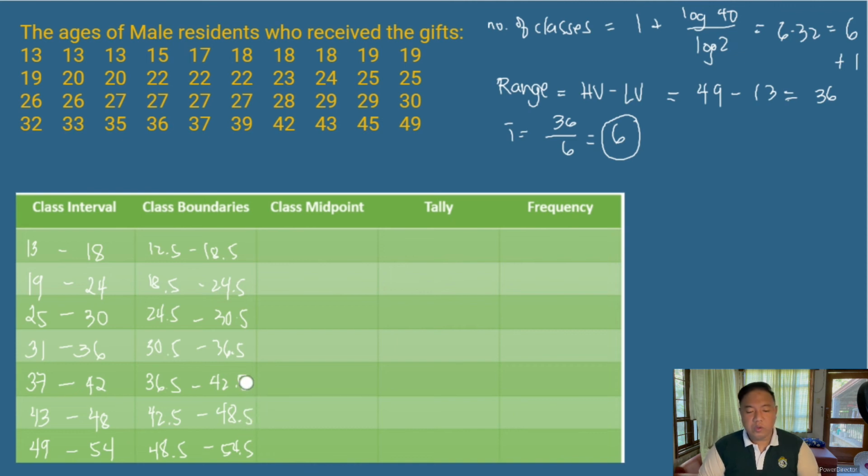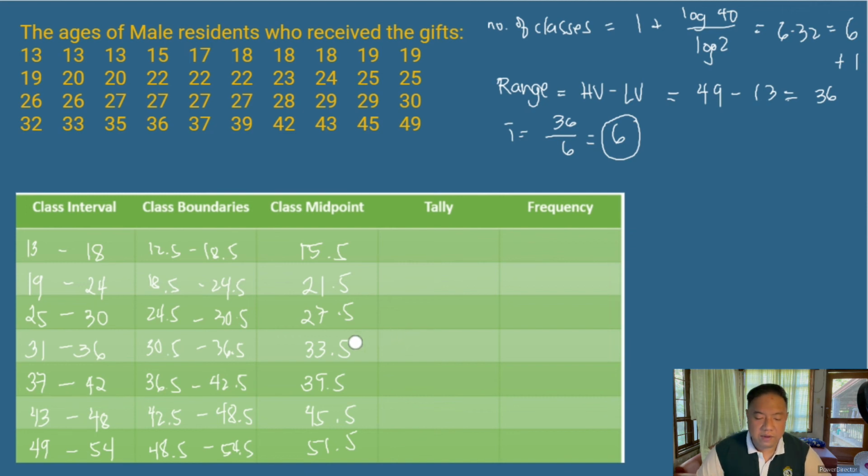Class midpoint: just add the lower limit and upper limit. 13 plus 18 divided by 2 is 15.5. Another one, 19 plus 24 divided by 2 is 21.5. Then 27.5, 33.5, 39.5, 45.5, and 51.5. So let's start with our tally.